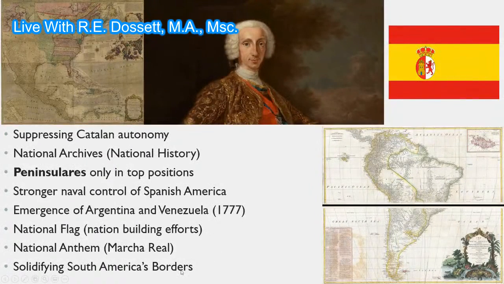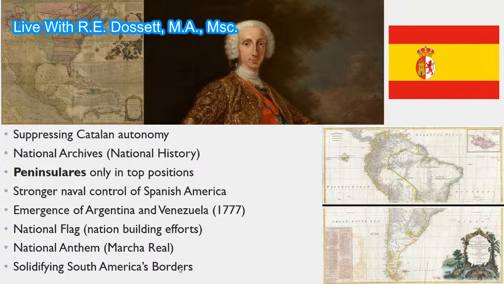And under Carlos de Bourbon, later styled as Charles III of Spain, who was king in Italy before he became the head of the Spanish Empire. What he did to stabilize everything was he suppressed Catalan autonomy. So the Catalan language was suppressed. Now you had to communicate in Castilian Spanish. Catalan was still allowed, but not in newspapers and all of that.